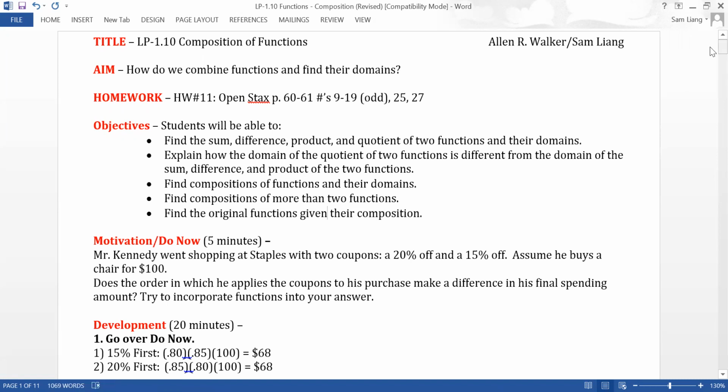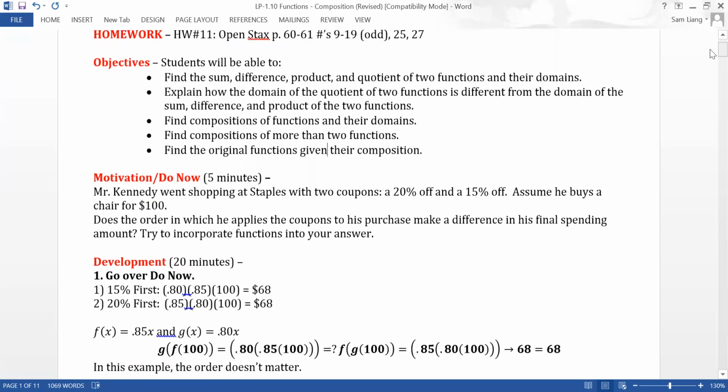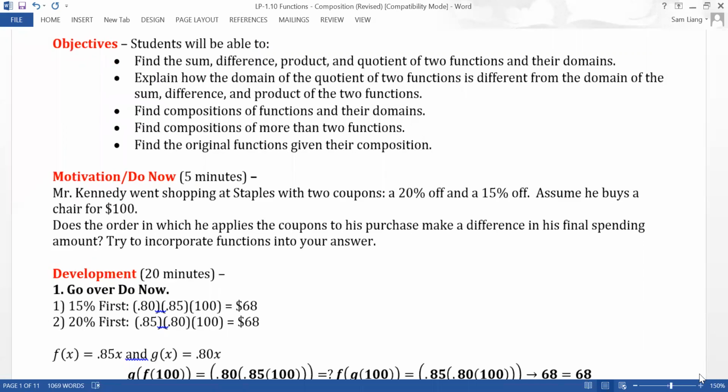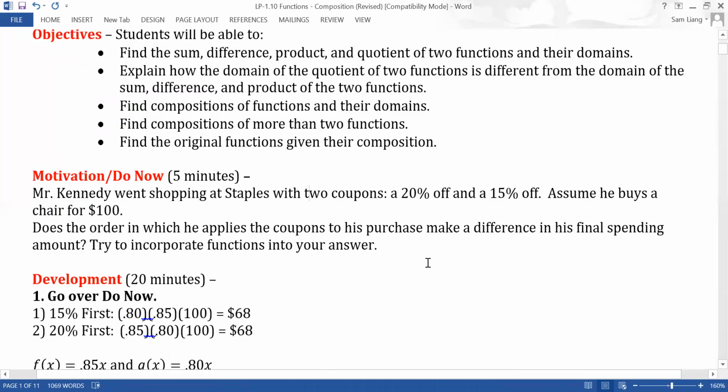For the do now, it says Mr. Kennedy went shopping at Staples with two coupons, a 20% off and a 15% off. Let me zoom in here. To save time, I won't be going to the slides as much as I can. Assume he buys a chair for $100. Does the order in which he applies the coupons to his purchase make a difference in his final spending amount? Try to incorporate functions into your answer.